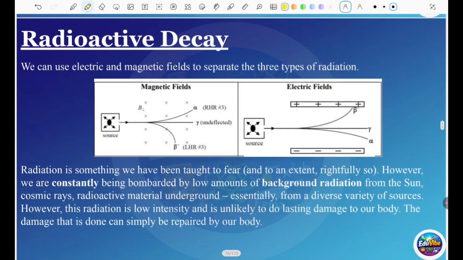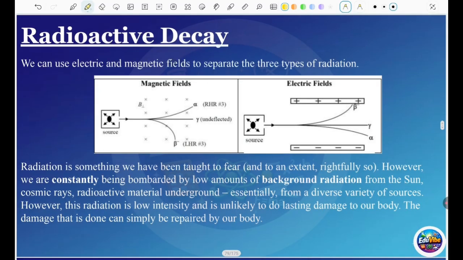And one or two things more: they indicate that we can use electric and magnetic fields to separate the three types of radiation. This is very useful because in a magnetic field, if the source is over there, the alpha particle goes like this. The gamma is not deflected; gamma radiation is undeflected and goes straight. And the beta negative goes with the LHR, which is the left hand rule. It goes down towards like this.